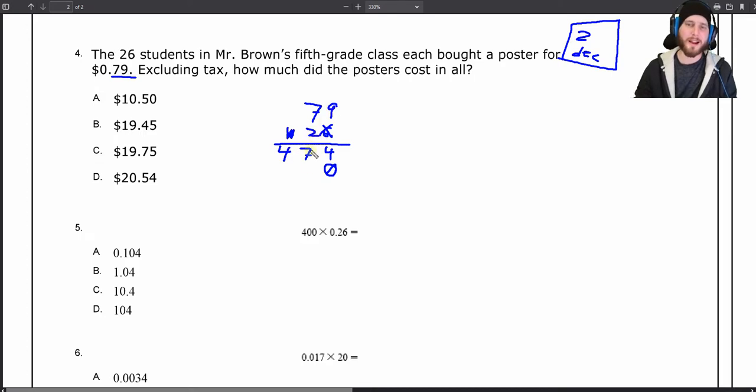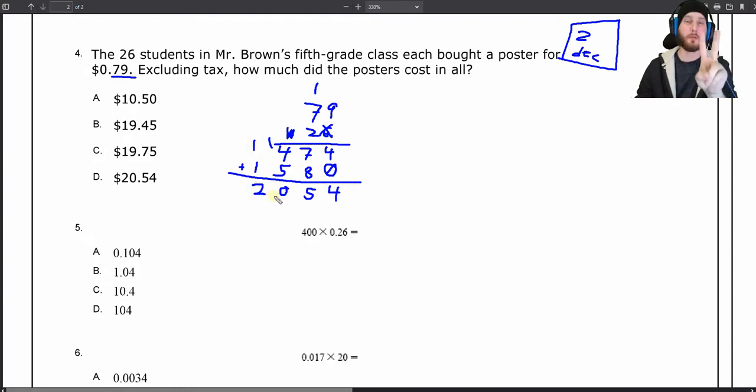2 times 9 is 18. Carry my 1. 2 times 7 is 14. Plus 1 is 15. Let's add that together. And we get a 4 here. 15 for 7 plus 8. So carry my 1. 1 plus 4 plus 5 is 10. And 1 plus 1 is 2. And like we said, there should be 2 decimal places. 1, 2. $20.54 for number 4.